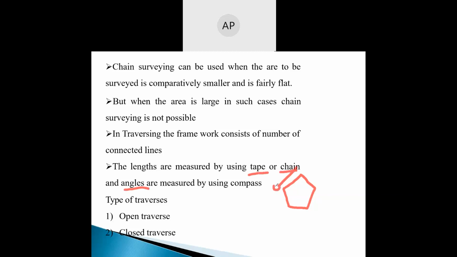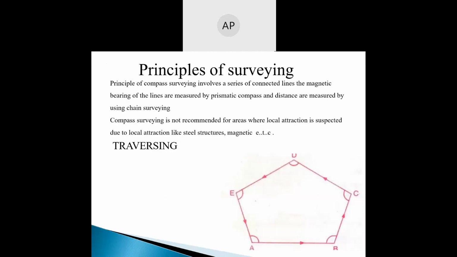Suppose this is the starting point. Suppose this direction, then for this direction we have to use the compass. There are two types of traverse. One is open traverse, and the next one is closed traverse. So let's see what is the principle of compass survey.